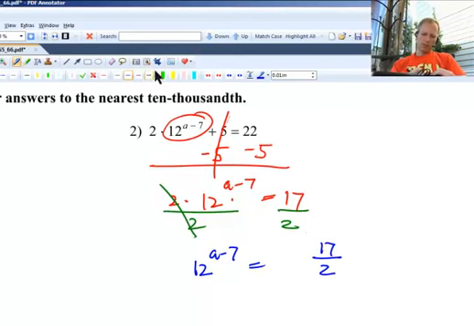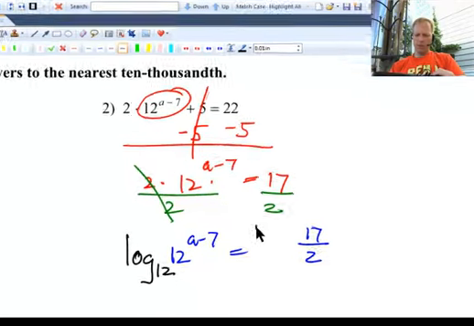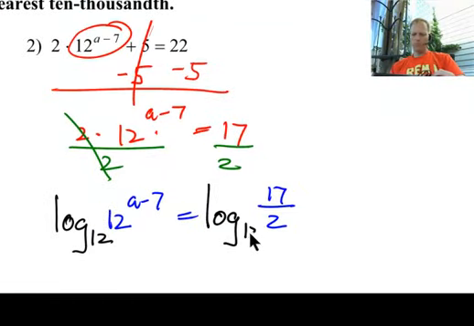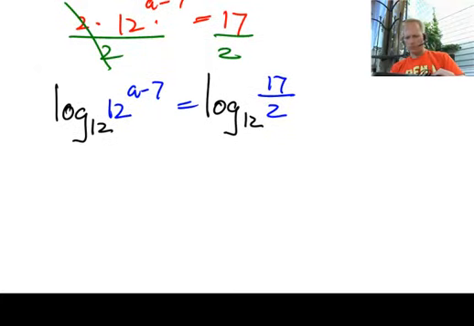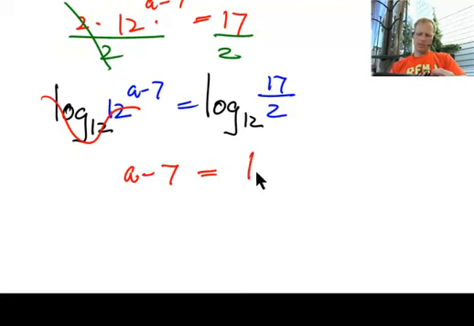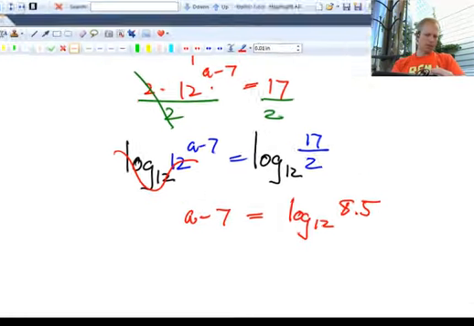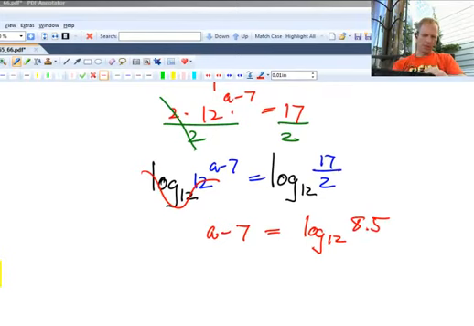Alright, so I'm ready to take the log of both sides, and this time I'm going to use a base of 12. And that's going to cause those to drop out. I'm going to be left with a minus 7 equals, let's see, log base 12 of 17 halves, which is 8.5. So when I evaluate that on my calculator, I'm going to do log 8.5 divided by log 12 using the change of base formula.